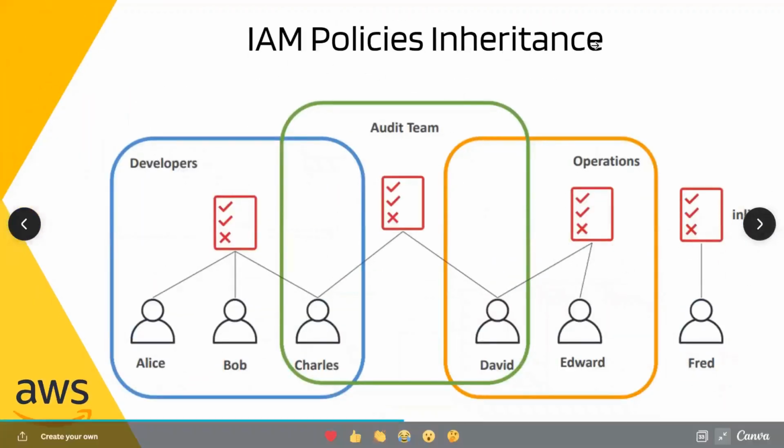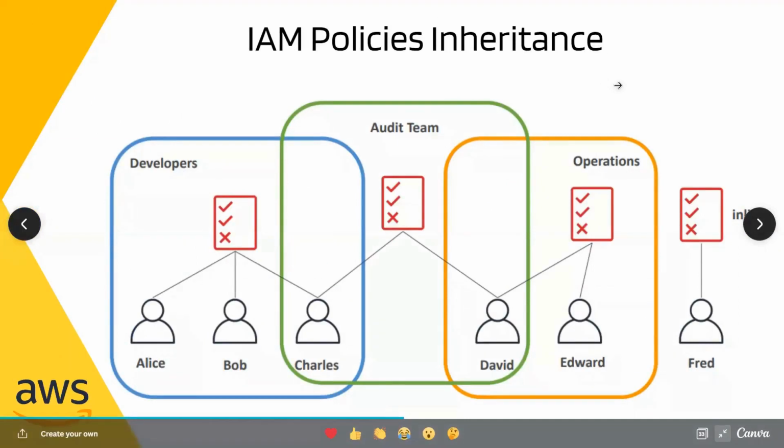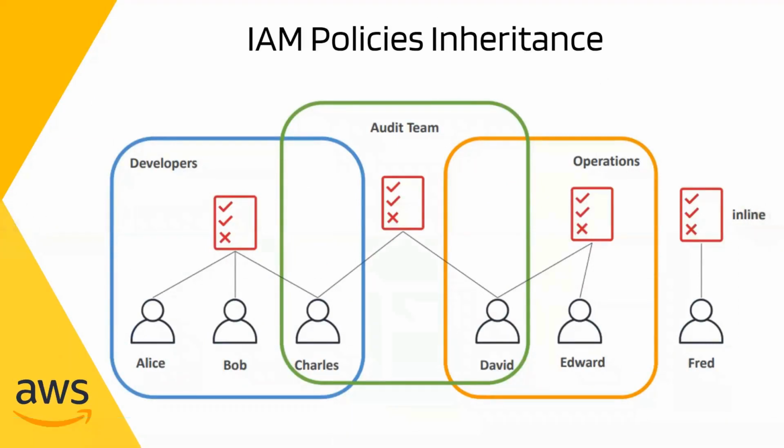See, IAM policy inheritance. It means that if I have a big organization with a developer team, an audit team, and an operations team, and the audit team has two accesses, one is billing, one is cloud monitoring and something. So I will try to make Charles access both of these in the audit team. He will not be able to access the development part. Similarly, Charles is not able to access the operation part.